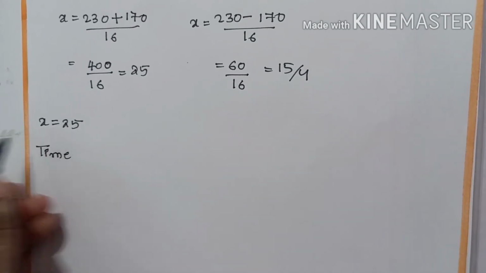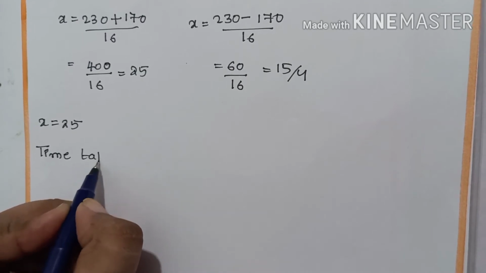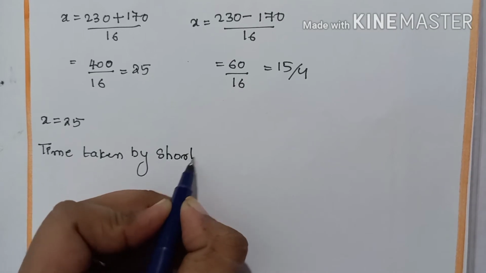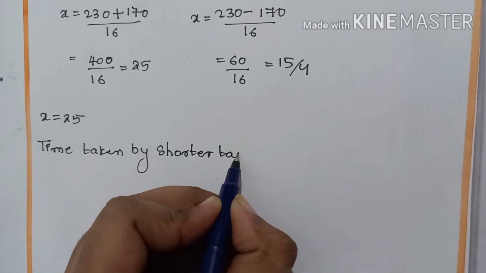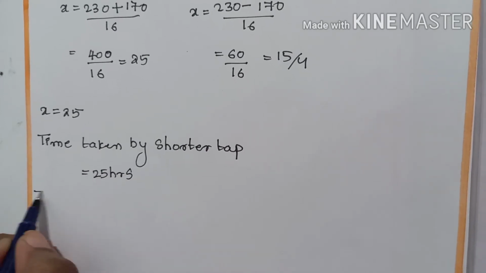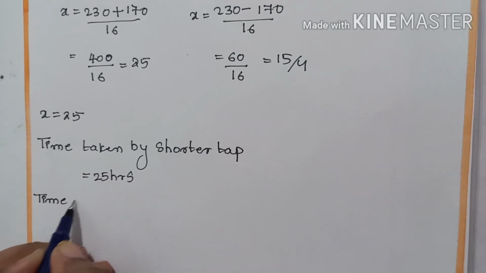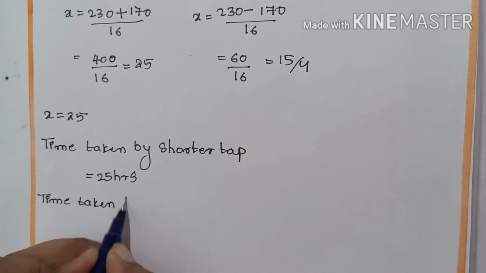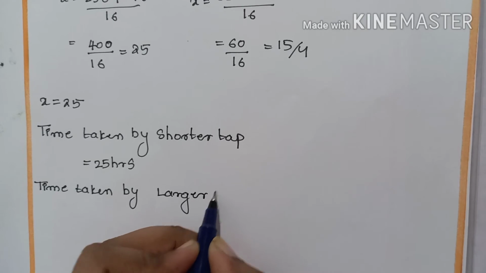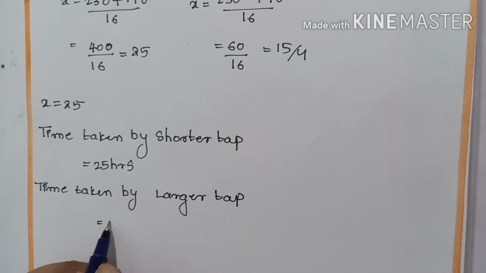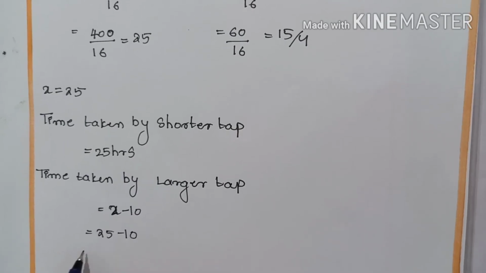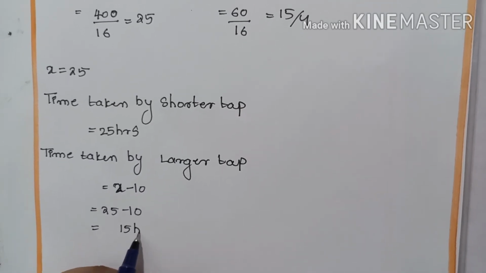When we consider x equals 25, the time taken by the shorter or smaller tap is 25 hours, and the time taken by the larger tap is x minus 10, which is 25 minus 10, that gives us 15 hours.